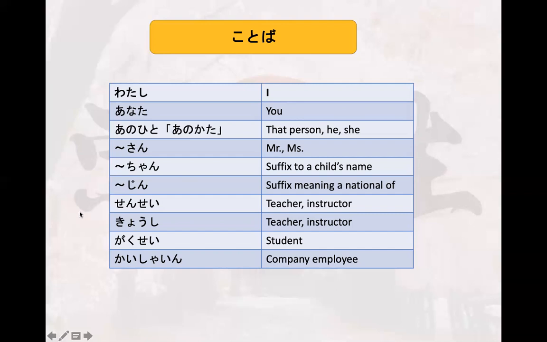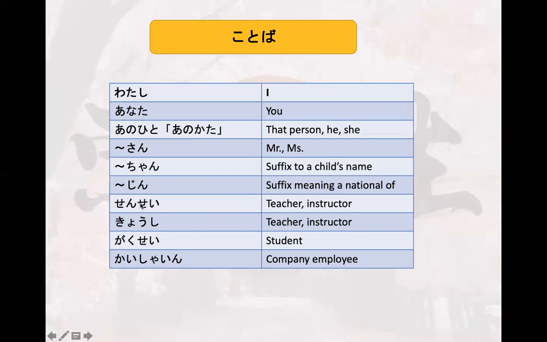Or kung masyadong formal ang relationship nyo sa inyong mga guro, you can use the last name. Tatoeba, Garcia Sensei, Ma'am Garcia. Now, Kyoshi naman is teacher din, pero ito ay ginagamit namin as designation. Halimbawa, ang trabaho ko ay teacher, Kyoshi ang gagamitin natin.